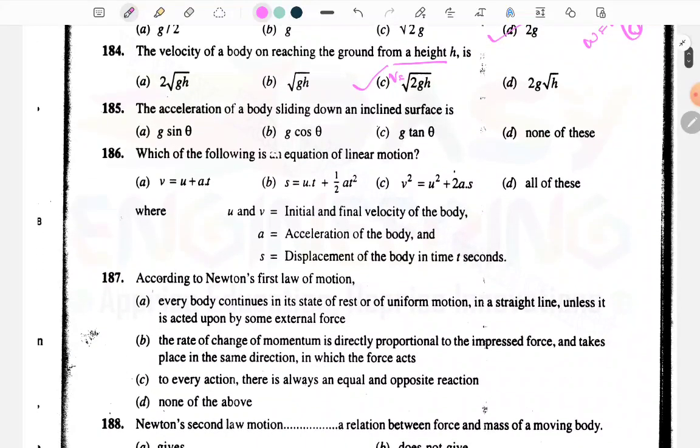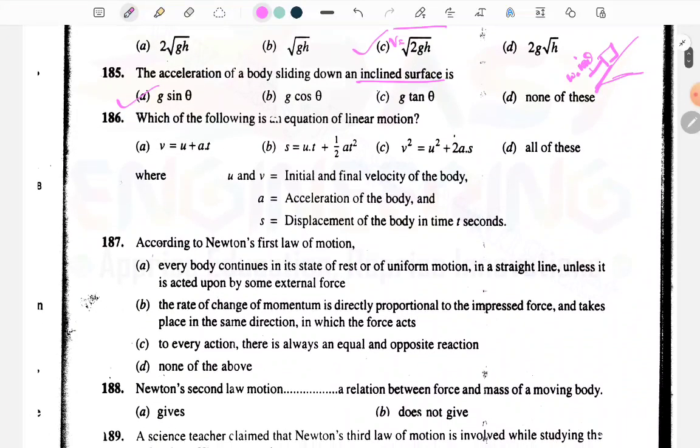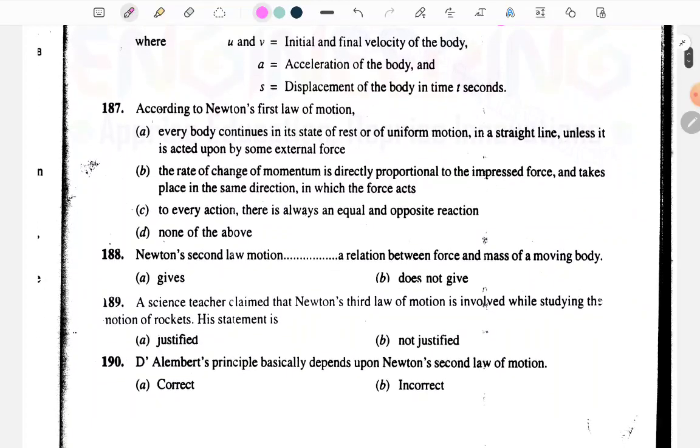Acceleration of a body sliding down an inclined plane. I told you already, for an inclined plane, this is W sin theta. So always sin theta you will get, so it is g sin theta. W means mg, from there he is considering. And these are the linear equations. All are linear equations from physics we know.